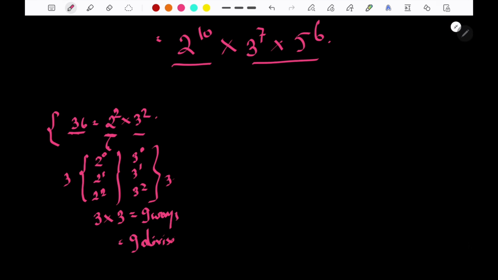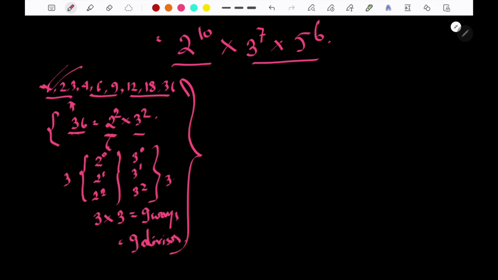If you want to verify, let's verify. 36, 1 is there, 2 is there, 3 is there, 4 is there, 6, 9 is there, 12 is there, 18 is there, 36 is there. Did we get 9? Superb. 3, 6, 9. Superb. It means this is the correct way.